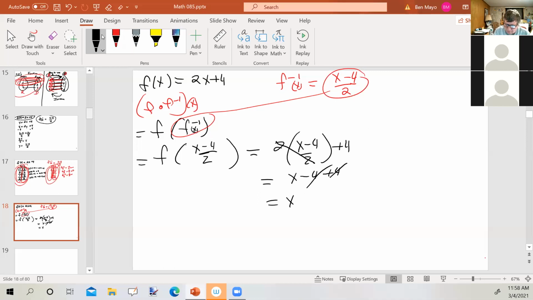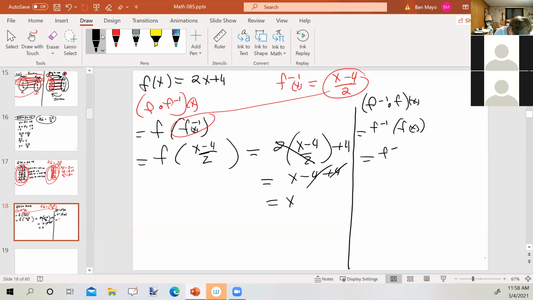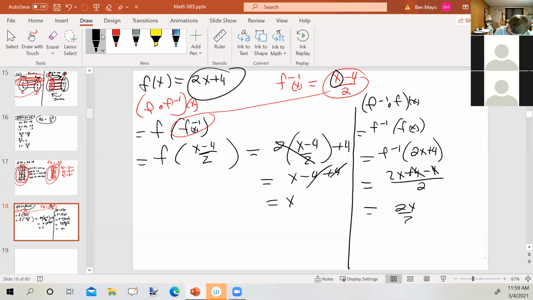So f composed with f inverse of x equals x. We're halfway home. Now let's find f inverse composed with f of x, which is equal to f inverse of f of x, which is equal to f inverse of 2x plus 4, which is 2x plus 4 going in the place of x, minus 4 all over 2. Well, the plus 4 and the minus 4 cancel. The 2's reduce down, and voila.